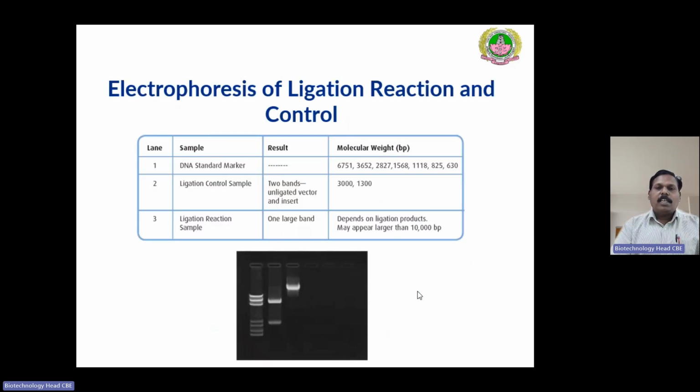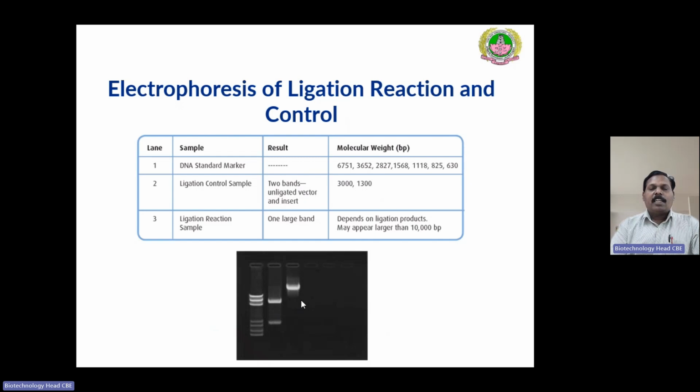So here, let's see how the electrophoresed products of a ligation reaction will look. Here, we have three different lanes. The first lane is the DNA standard marker with differing molecular weight composition. The second lane is a ligation control sample, where you can typically see two bands. One is the unligated vector, the other one is the insert DNA.